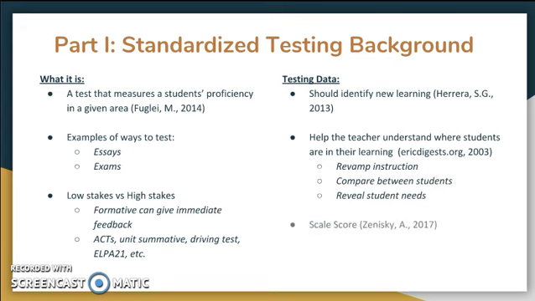Lastly, standardized testing uses some sort of scale score. Different scores mean different results. Usually, a lower score indicates lack of mastery versus a higher score indicating mastery. Keep in mind that scale scores are not the same for all standardized tests. One score does not equal another score in another test.